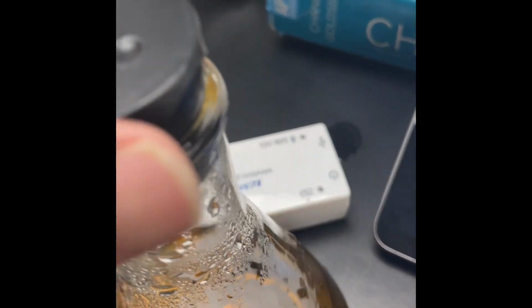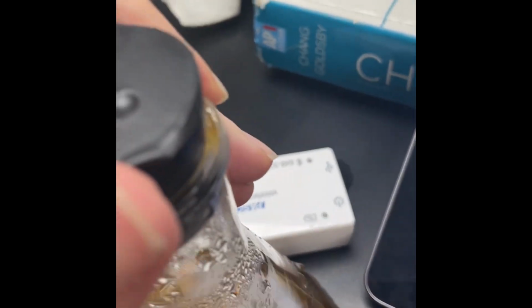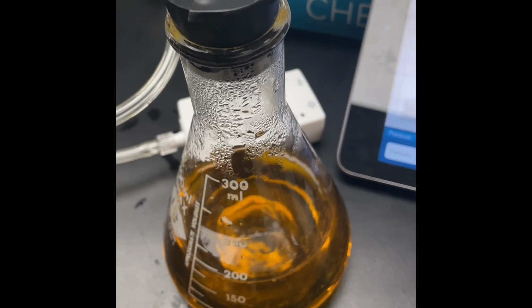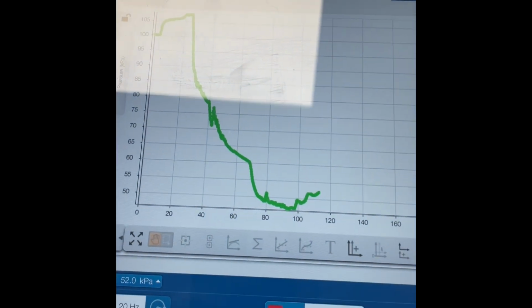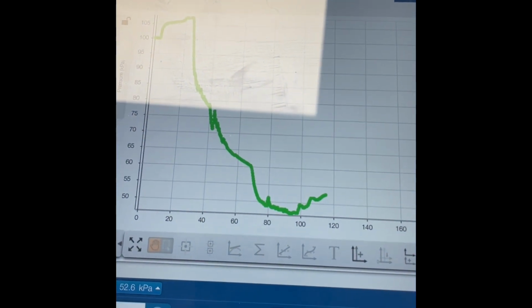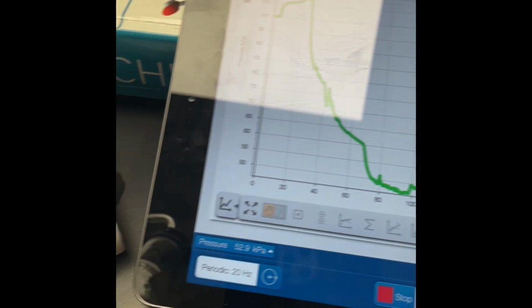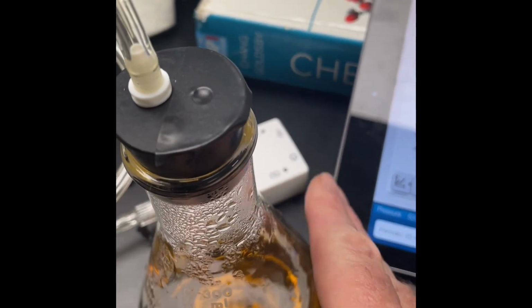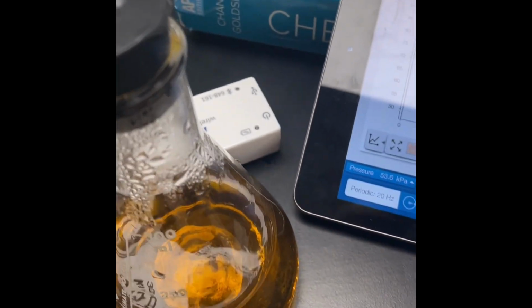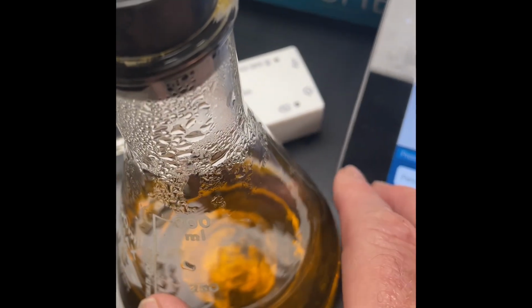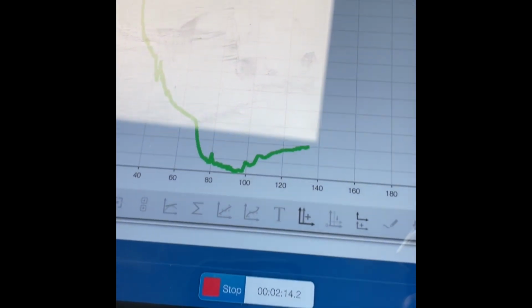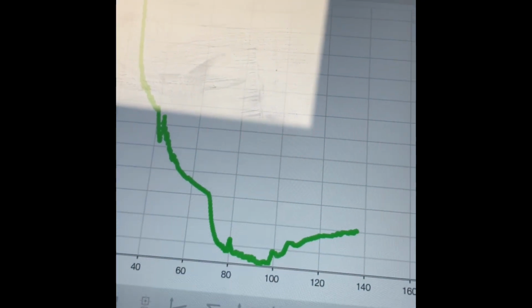Now, this is really tight. The cork is really, really tight. And let's check our pressure. It's going back up a little bit. Why? Because this is still hot and we're getting some of that liquid being converted to gas, which is accounting for that increase in pressure.